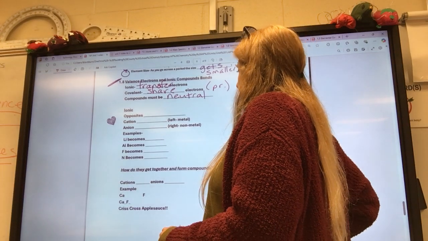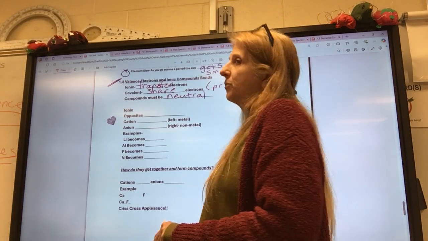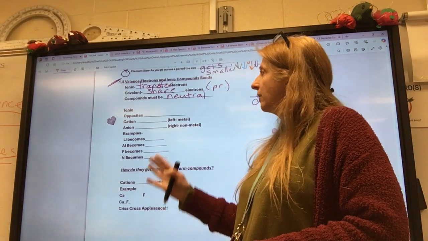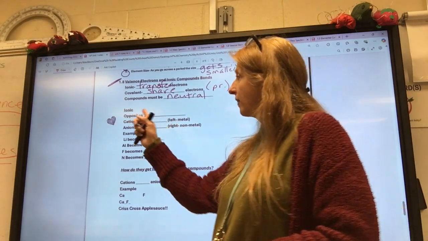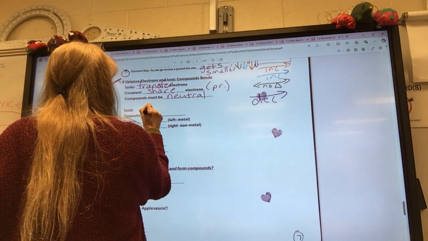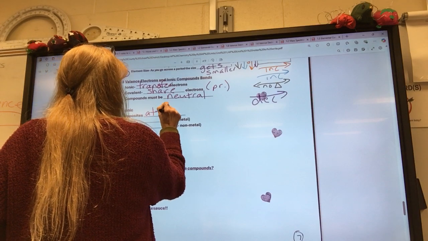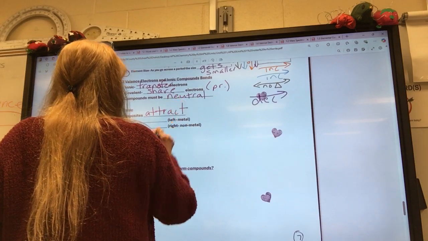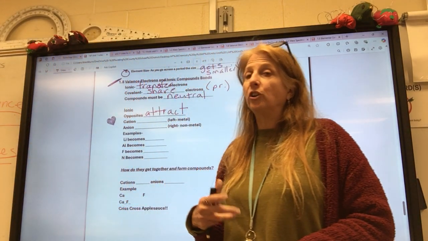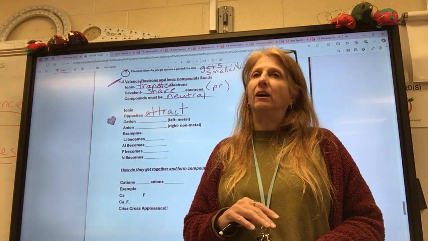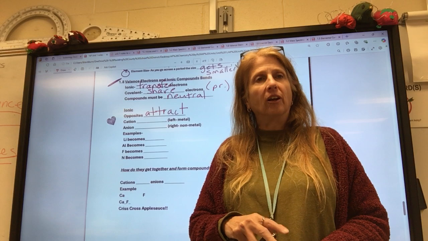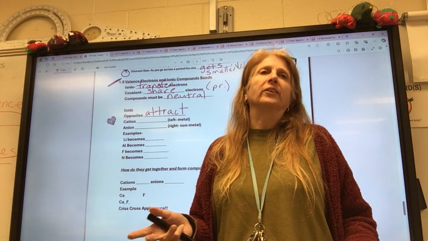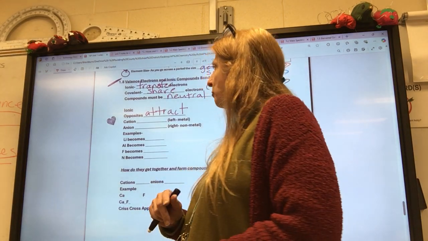Okay, so now this is the main thing we're talking about, ionic. What holds ionic compounds together? It's because opposites attract. That's why we got a little love here. Opposites attract. Okay, so you have these two ions. Remember, an ion is a charged atom that has gained or lost electrons, and then one's positive, one's negative. They stick together like magnets.